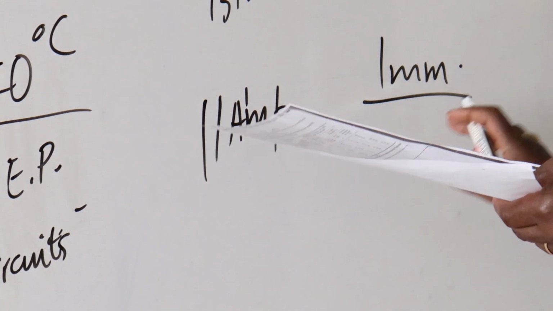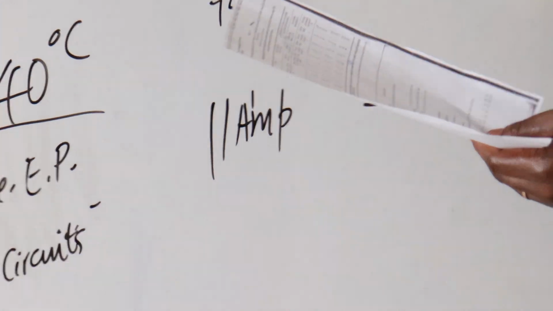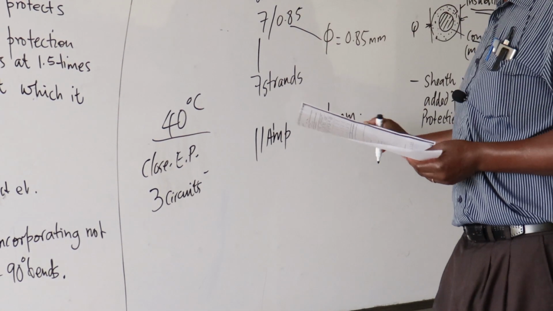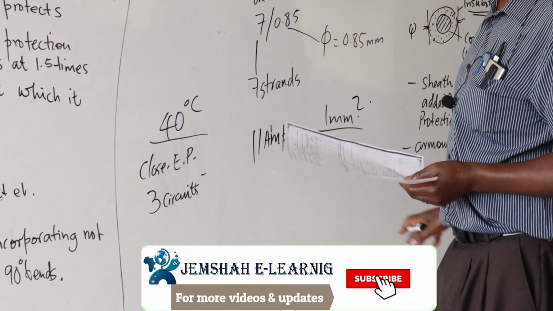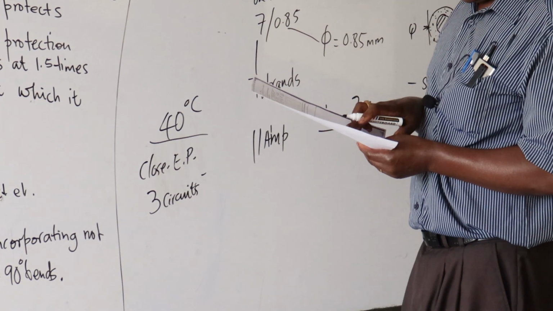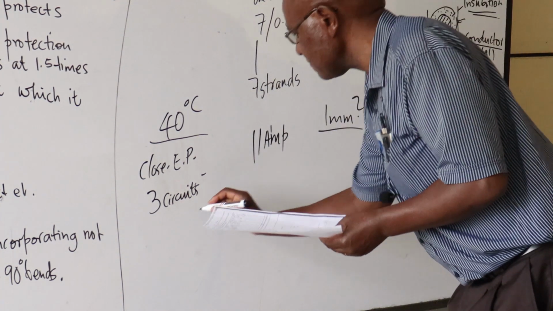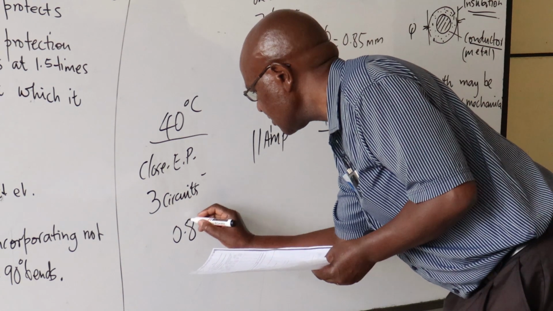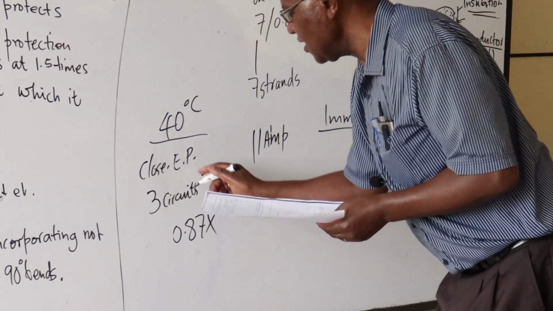That is the diameter of the strands, the one we talked about, 1 mm squared, the cross-sectional area of that cable there. So in this case here, at 40 degrees, we have to apply a rating factor of 0.87, then we multiply by the other factor.